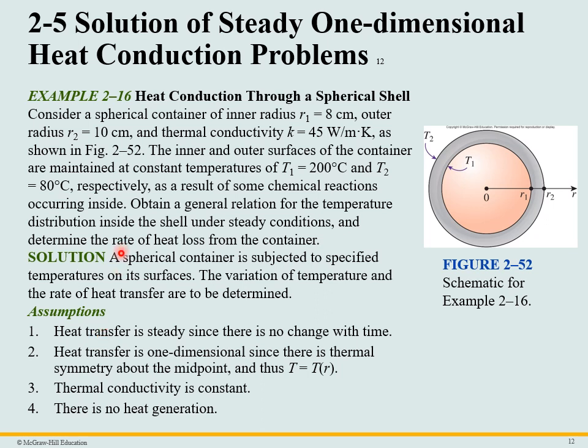Example 2-16 is through a sphere, a similar kind of problem. It gives us the radii of the sphere, inside and outside radii. It gives us k. It gives us the temperatures on the boundary again, inside boundary and outside boundary. Those are two boundary conditions. Same assumptions, so I'm not going to go through that again. It turns into a one-dimensional heat conduction problem again.